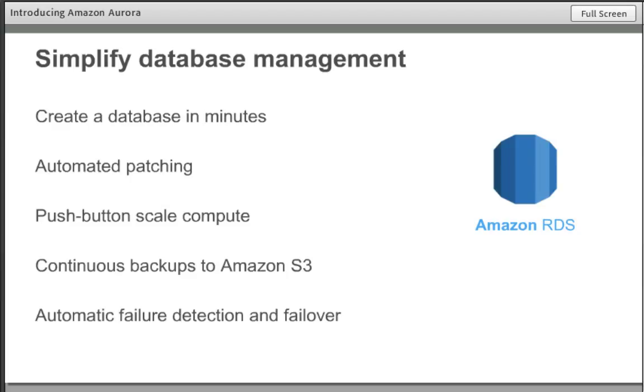So as part of Amazon RDS, or Relational Database Service, we get a bunch of simple database management benefits. RDS gives you the ability to create a database in minutes. It gives you automated patching, push-button scale, which is you could take an instance and scale up to a larger instance as your needs require. And you have continuous backups to S3 and automatic failure detection and failover. So a lot of benefits that come with being a part of the RDS family.